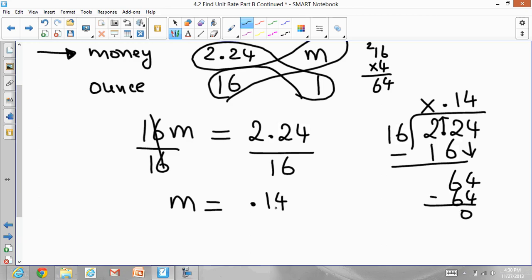It really doesn't mean anything unless I know what it represents. I'm going to go here. M stands for the money. So it's basically 14 cents per ounce. It costs you 14 pennies per ounce.